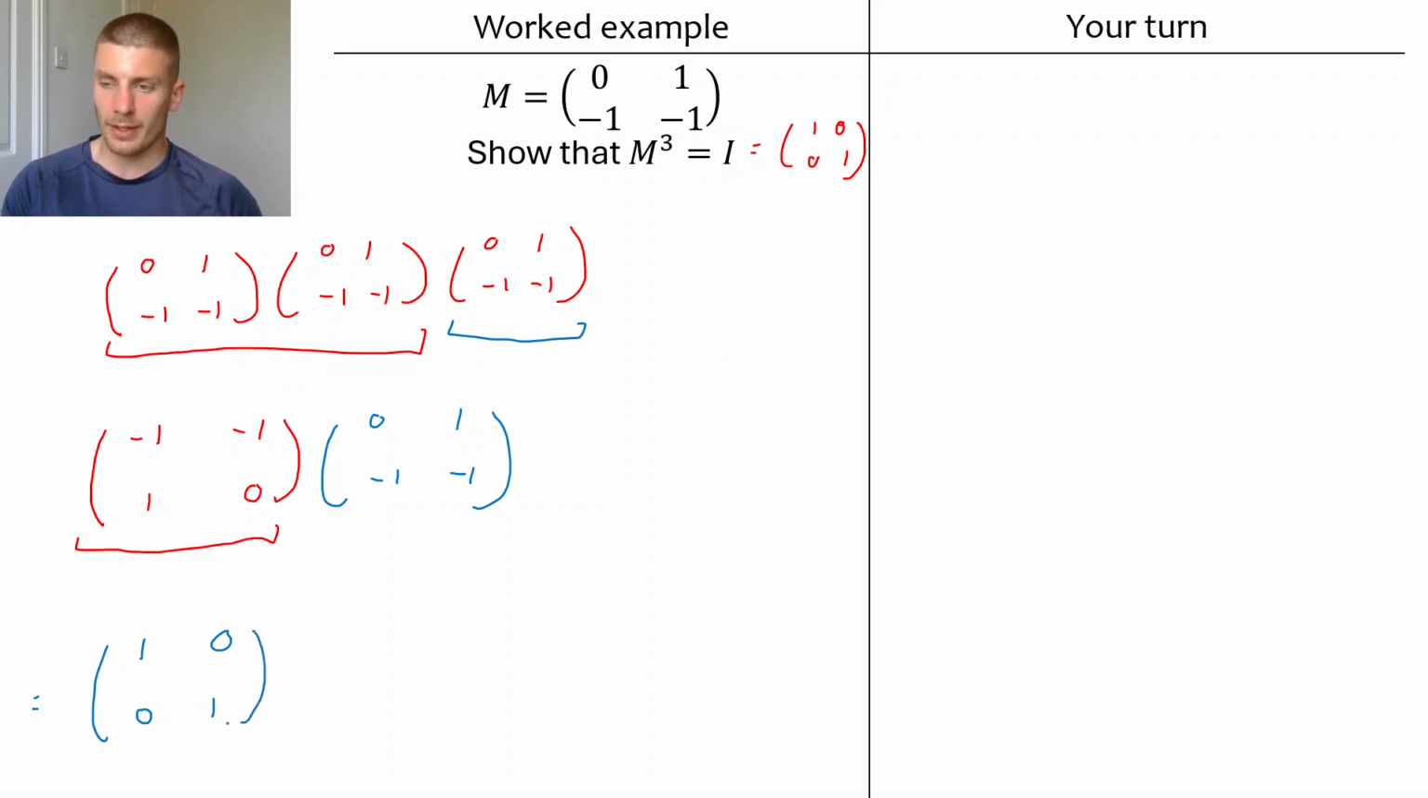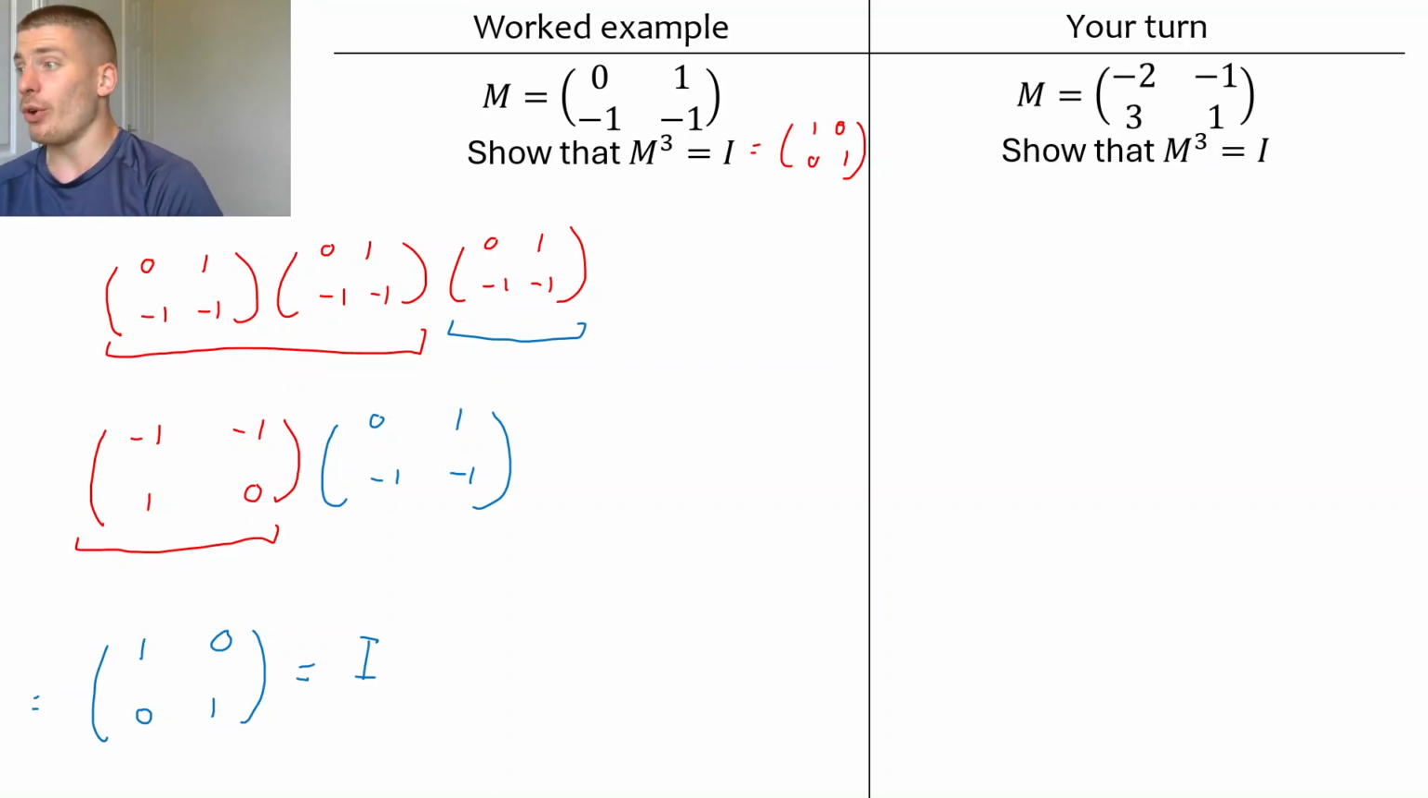So you can see, there we go, that when you times M by itself 3 times, you cube it, you get 1, 0, 0, 1, which is indeed equal to the identity matrix. So just quite a nice little question there. Just working through your skills on multiplying matrices, and that's it.